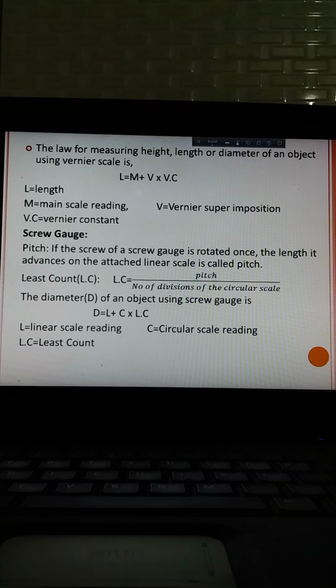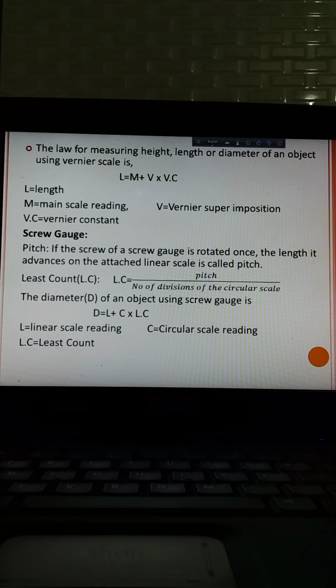Now if I want to measure the length, height or diameter of an object using slide calipers or a vernier scale, the law will be L equals M plus V into VC, where L equals length, M equals main scale reading, VC is vernier constant, and capital V equals vernier superimposition. We will do some mathematical work at the end of this topic.